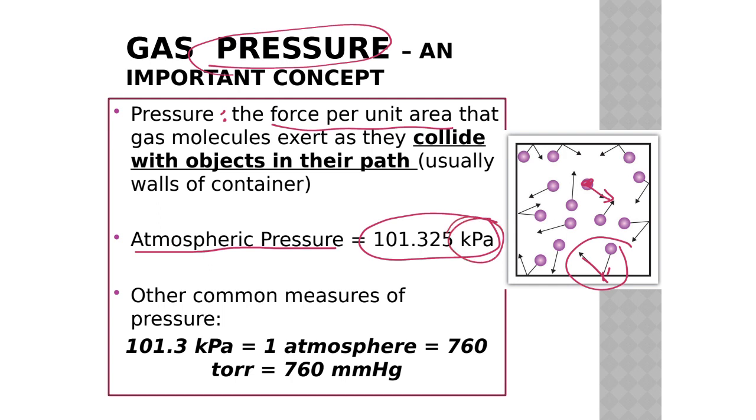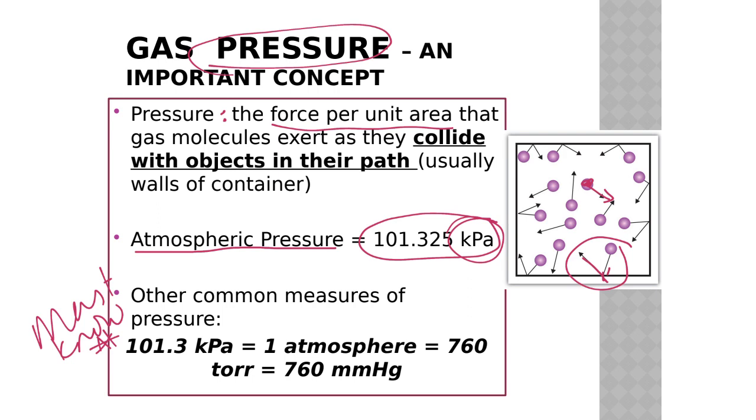Kilopascals is the most commonly used unit of pressure, but we need to be aware of other units. So these are equivalencies that you must know. Okay, you must know these. And that is that 101.3 kilopascals is the equivalent of 1 atmosphere, which is also the equivalent of 760 torr, and also 760 millimeters of mercury. Millimeters of mercury is the unit that is used when we take our blood pressure.